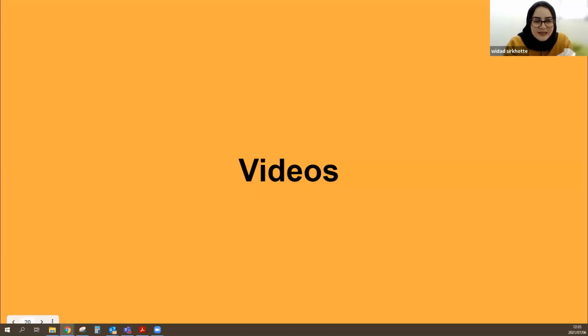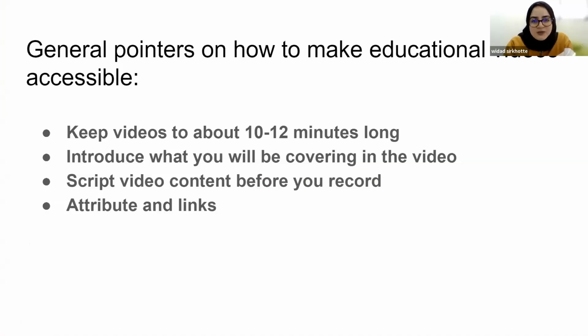So you can go to the next slide, Lauren. Let's start off with some pointers on how to make videos accessible. The first is to keep videos short, about 10 to 12 minutes. If you have a 45-minute lecture, I suggest that you break it up into 3 parts, like 15 minutes each. This way, students will stay focused.